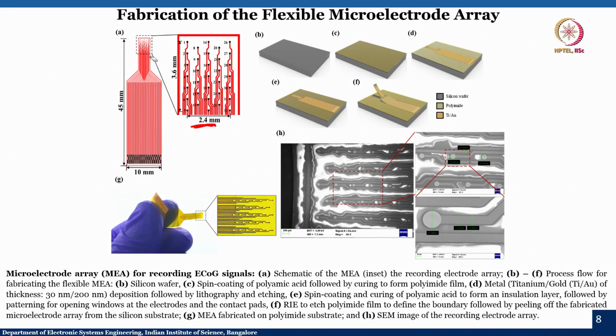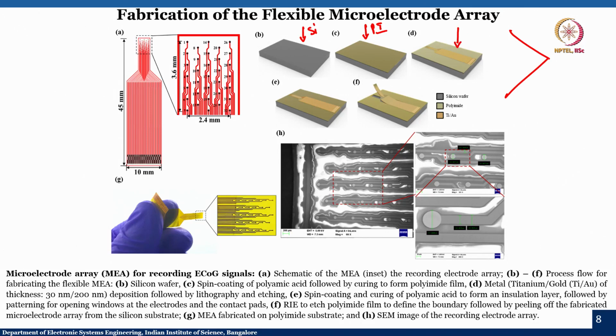But the question is how you can fabricate such a fine structure or miniaturized device. For that, let us understand the process flow here. You take a silicon wafer and on that silicon wafer you spin coat polyimide. This is your silicon wafer, this is your polyimide. Then you deposit chrome gold and pattern it.